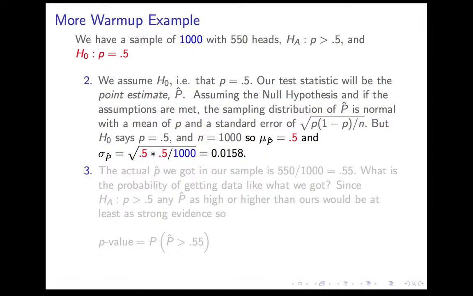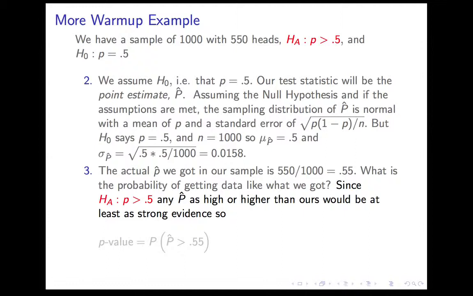assuming the null hypothesis. Now we relate that subjunctive, what would happen if it were true, to what actually happened. What actually happened is we got a p hat of 0.55, because we got 550 heads out of 1,000 tries. So we're going to ask, assuming the null hypothesis, what's the probability of getting data like we got? Since our alternate hypothesis is p is greater than 0.5, if we had gotten more than 550 heads, if our p hat had been higher, that would be at least as strong evidence. So like we got here means at least 0.55. So our p-value is going to be the probability that p hat is greater than 0.55.